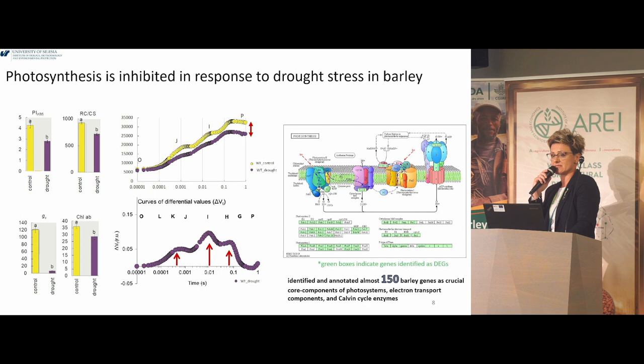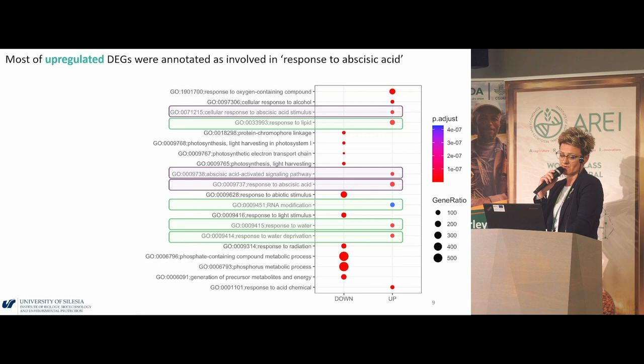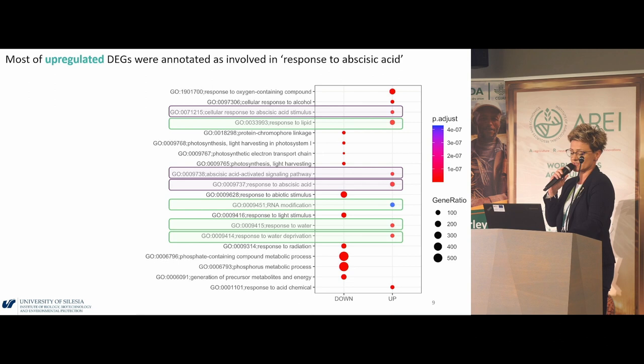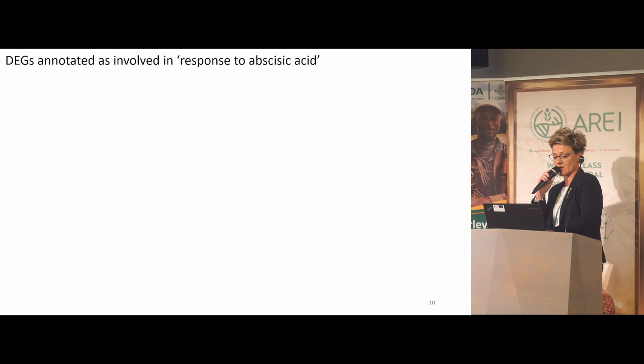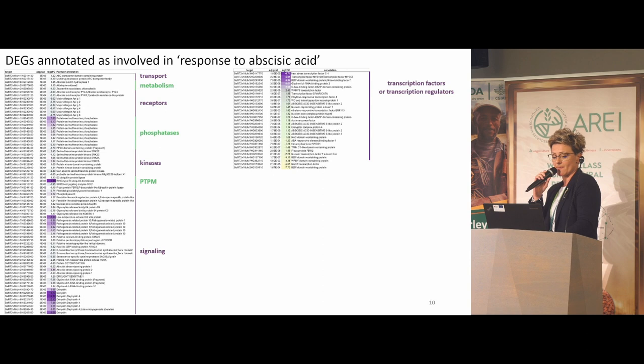Going further, we looked also at the genes that were upregulated in response to drought stress, and the vast majority of them were annotated as response to abscisic acid. Of course, we were able to identify also genes involved in other phytohormones, and here you can see rough numbers. But going to abscisic acid, which is really important in response to drought stress, we were able to identify genes that were involved in transport, in metabolism, in core signaling of abscisic acid, I mean receptors, phosphatases, kinases, and also post-translational modification of proteins, as well as further stages of the signaling.